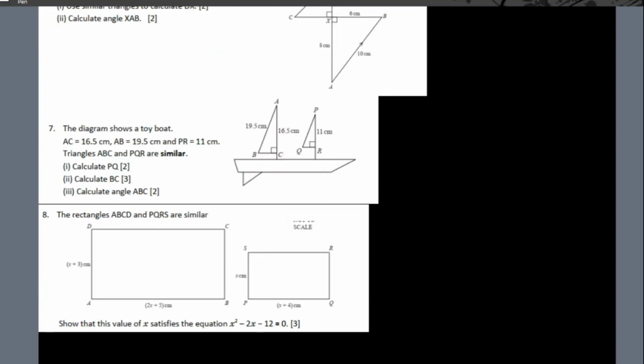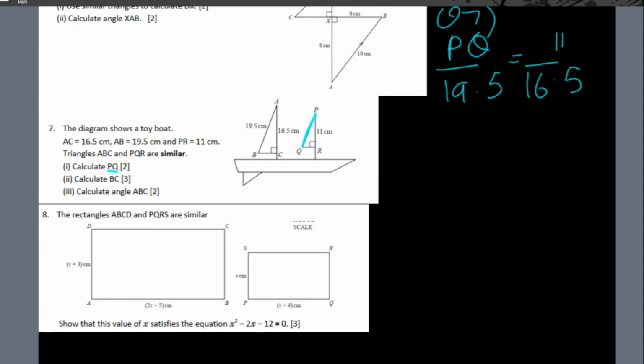Alright, for question number 7, I won't go into much detail. Calculate PQ. So we'll need this length PQ. PQ over 19.5 equals 11 over 16.5. I've taken ratios of the corresponding sides, and this should give me PQ equals 11 times 19.5 over 16.5.